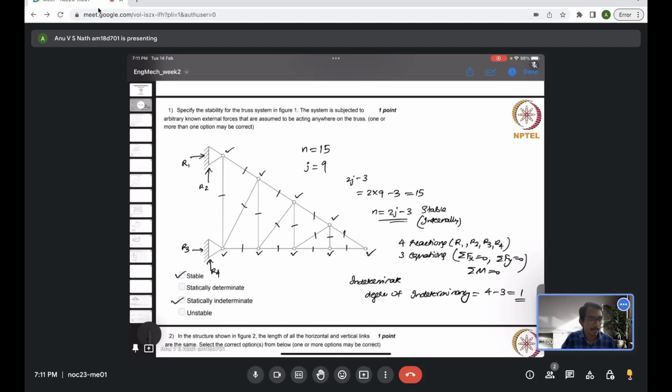So actually externally it is over constrained. You have one more support reaction which is not needed at all. You would ideally have one pinned joint and one roller support for it to be statically determinate. So I hope that is clear. Does anyone have any doubt in this question? It's actually fairly simple.